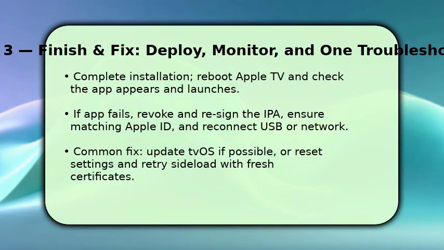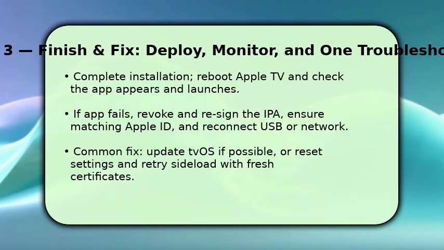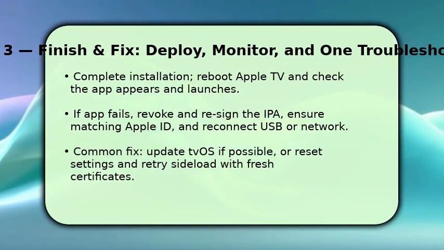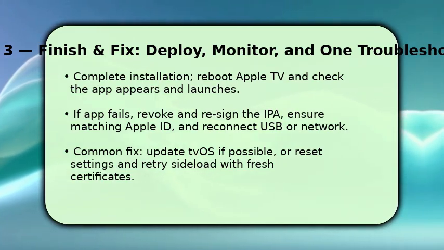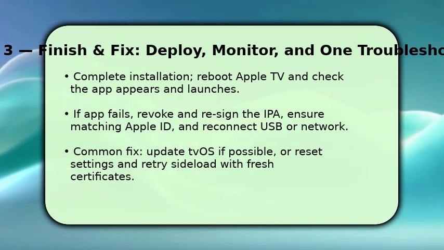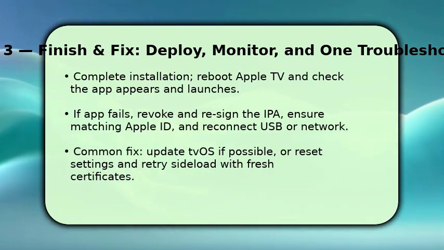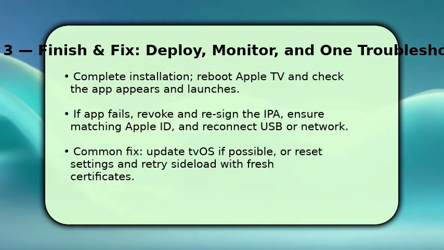Finish by installing or deploying the signed IPA to the Apple TV, then reboot the box and verify the app launches. If it does not, double-check that the IPA was signed with the same Apple ID, re-sign and reinstall, and ensure developer mode is active. Also confirm tvOS is at the newest version that model accepts. Mismatched firmware blocks some apps.